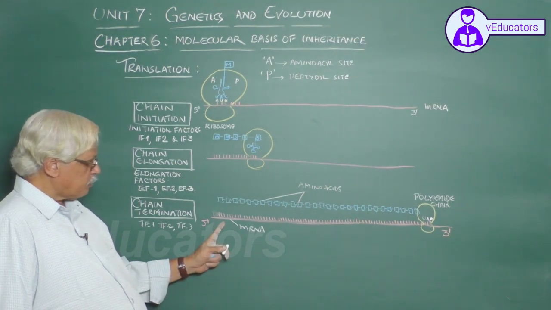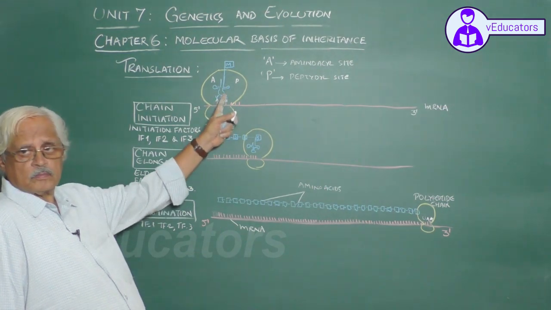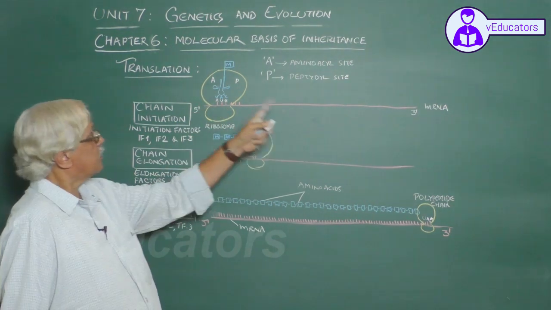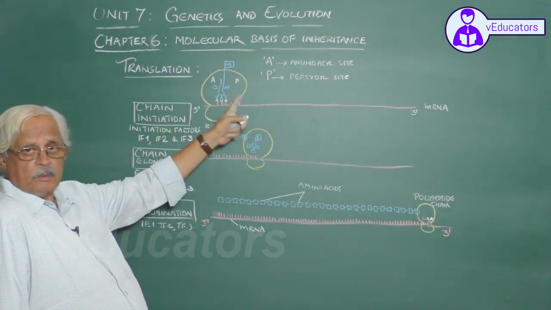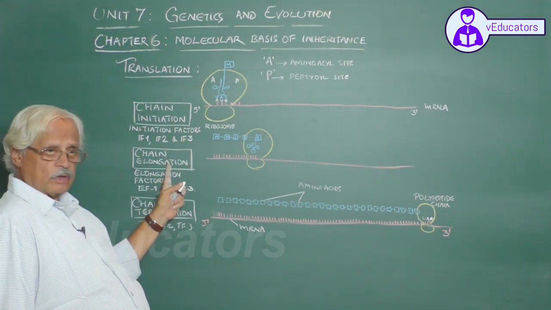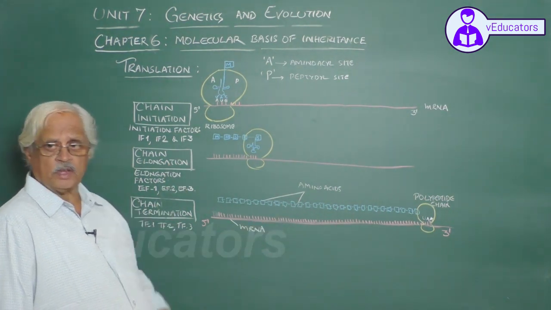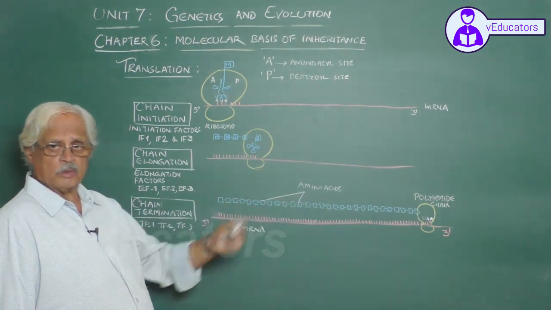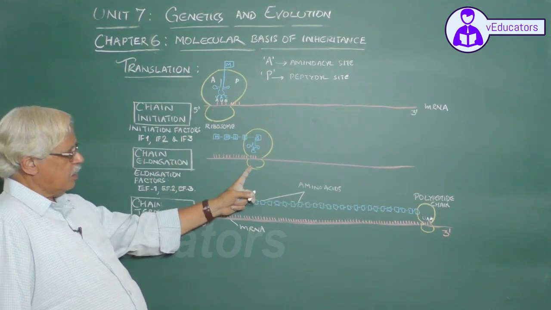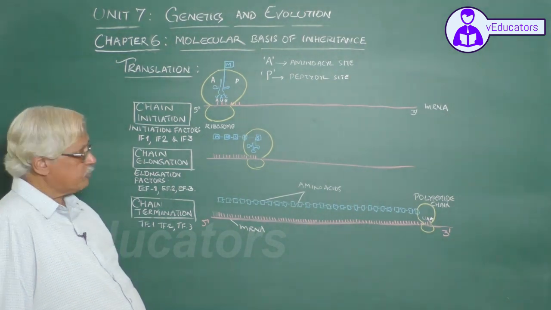Now this mRNA may again become associated with another ribosome, and may repeat translation. Again chain initiation, chain elongation, chain termination. Second molecule of the same protein. Third ribosome, again translation, chain initiation, chain elongation, chain termination, third molecule of the same protein.